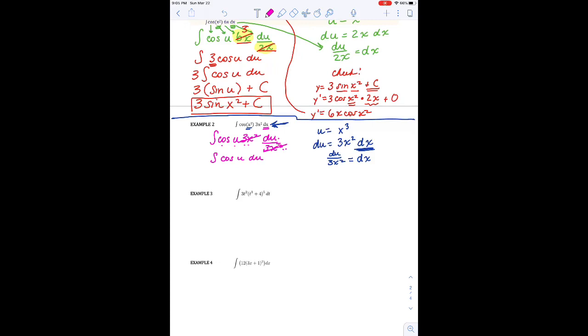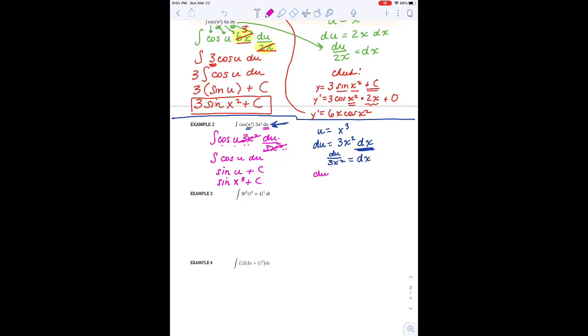So now again, I'm saying to myself, who has a derivative that's cosine of u? And the answer is sine of u plus c. But then we're going to go back and replace. So we're not done. If our answer still has u's in it, we have to go back and replace. So what is our u? Our u was the thing from the beginning. So sine of u was sine of x cubed plus c.